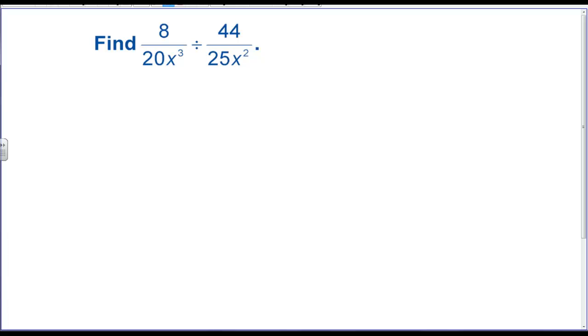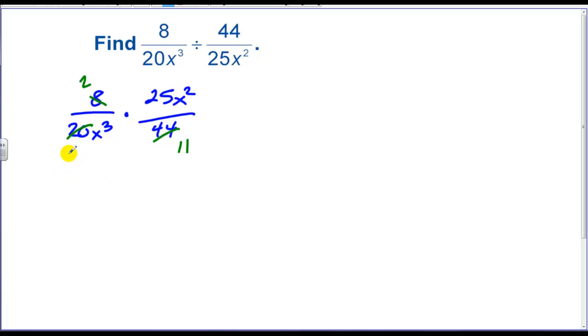Now we're going to divide these terms. Dividing rational expressions is the same as dividing fractions. I want to multiply by the reciprocal. So in this case, I have 8 over 20x cubed multiplied by 25x squared over 44. I'm going to reduce where I can. So the 8 and the 44, there's a 4 that goes into both. 2 times here, 11 times here. 20 and the 25, 5 goes in 4 times and 5 times.